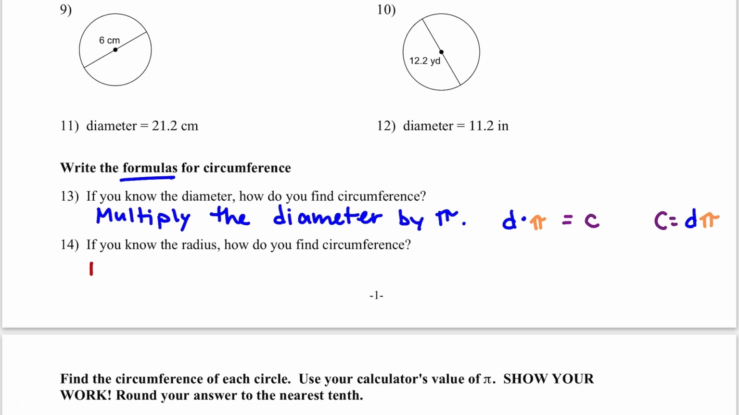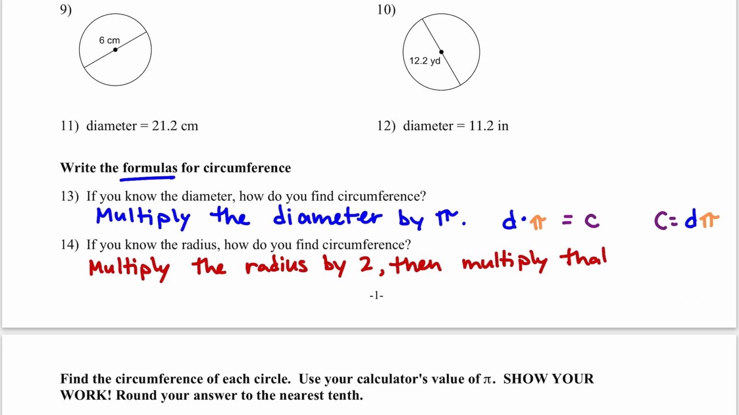First, we multiply the radius by 2. Because when I multiply the radius by 2, that gives me the diameter. Once I know the diameter, I simply multiply that by pi. But again, that's a lot of words. I'm going to say the same thing just using math symbols.